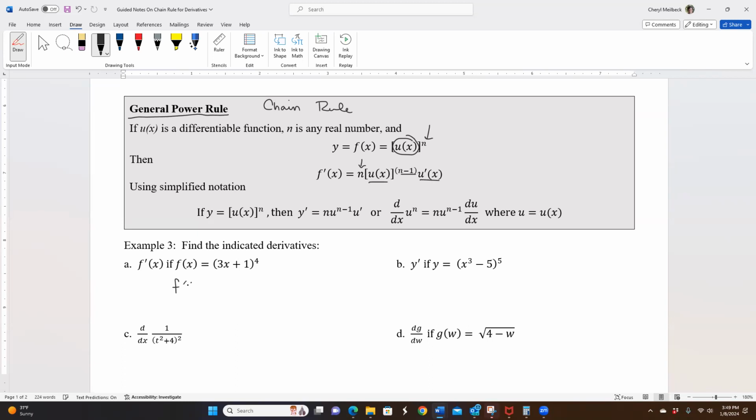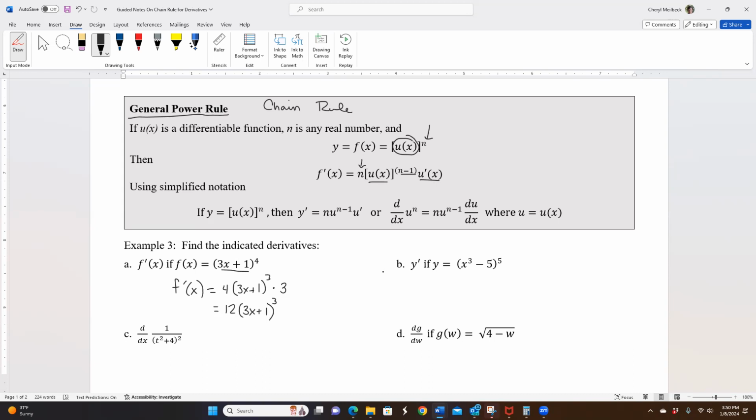So finding our derivative here, we'd take the derivative of the power function, which would be 4 times the 3x plus 1 to the 3rd. So that's the derivative of the outside. Then we take the derivative of 3x plus 1, which is simply 3. This will give us 12 times 3x plus 1 cubed.